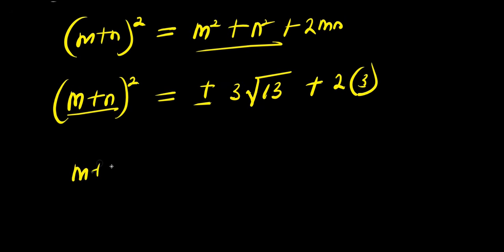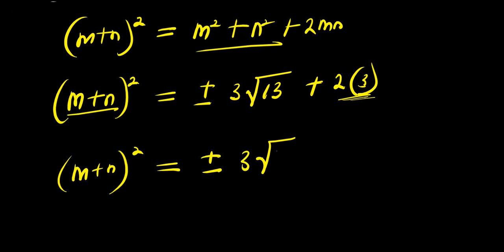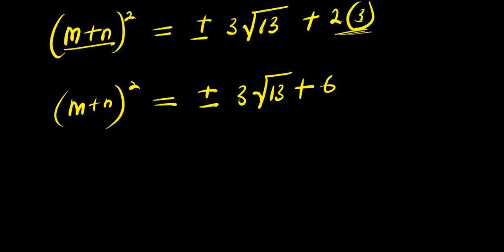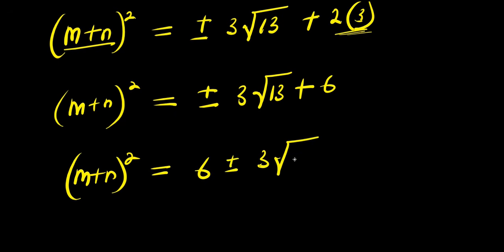From here we have (m plus n)^2 equals, we can rearrange this. We can have plus or minus 3 times root 13 plus 6. So we can simply rearrange it. We can simply have (m plus n)^2 equals 6 plus or minus 3 root 13. So what we are going to do is to take the square root of both sides of this equation. But before that, let's do something first.